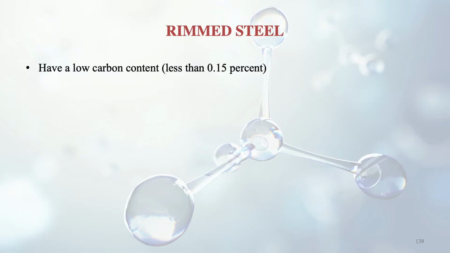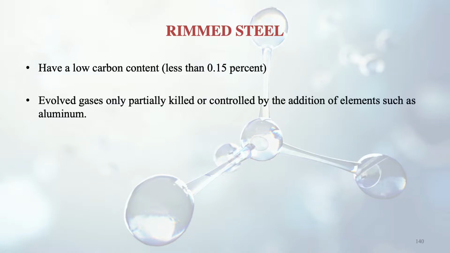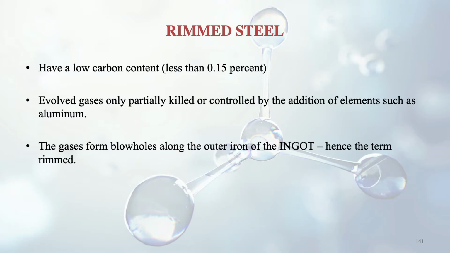Then the third one is the rimmed steel. So in this case, there is very low carbon content in the steel. It is about only 0.15%. Evolved gases are only partially killed or controlled by the addition of elements such as aluminium. So here aluminium is added, but still the evolved gases are only partially killed. The gases form blowholes along the outer rim of the ingot. So in the outer portion there are blowholes, and that's why this name is rim.